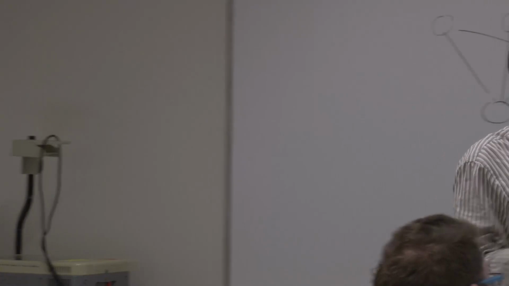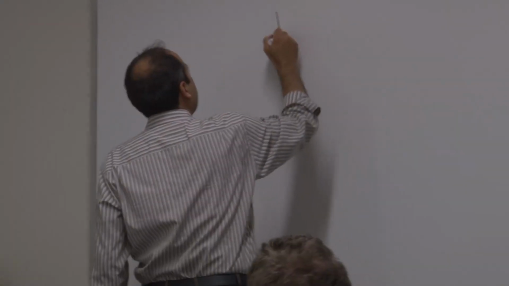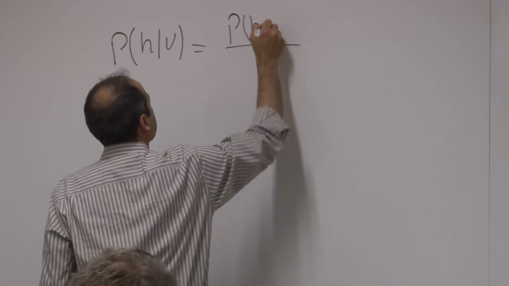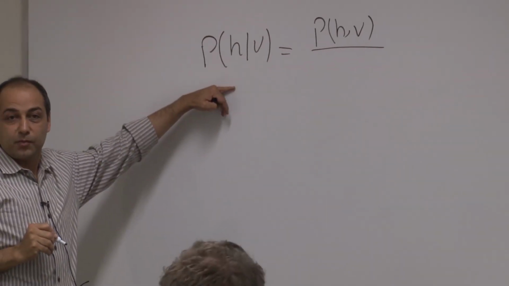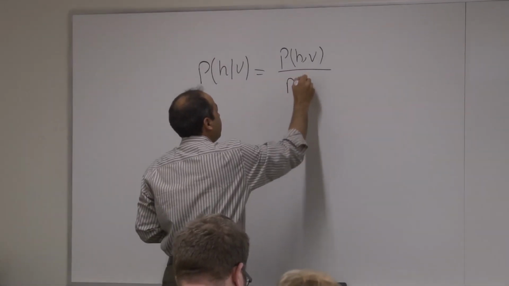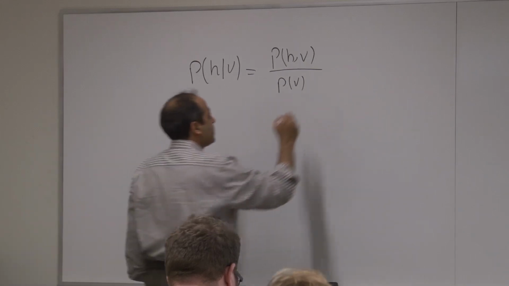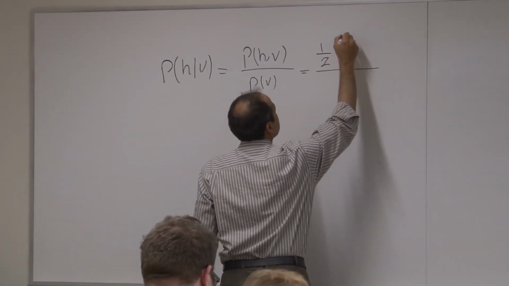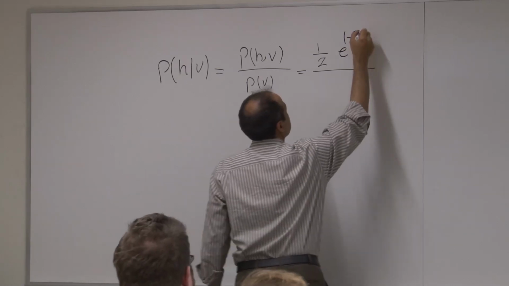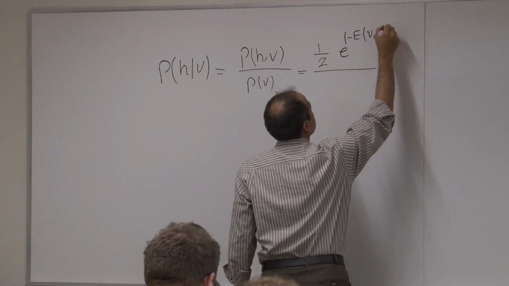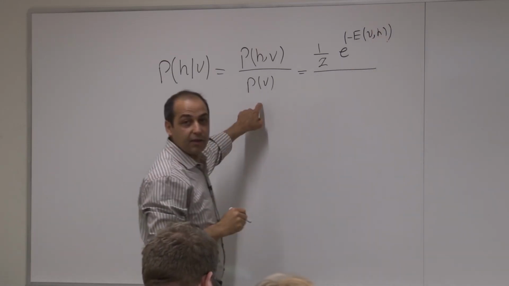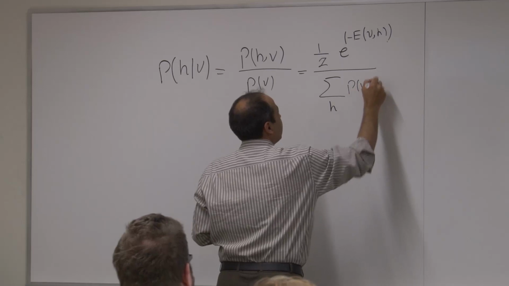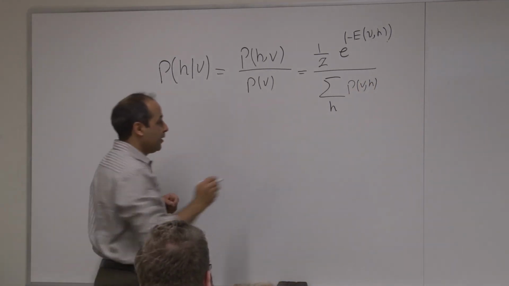Okay. So here, if we would like to do inference, we're going to need it. If I want to compute this conditional distribution, it's going to be the joint divided by P(V), right? And it is basically 1 over Z, e to the power of negative energy function, which is a function of V and H, divided by P(V). But P(V) itself is the summation over H of P(V, H).